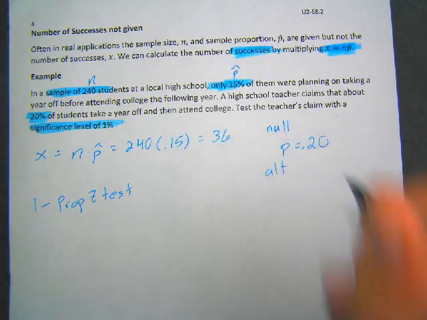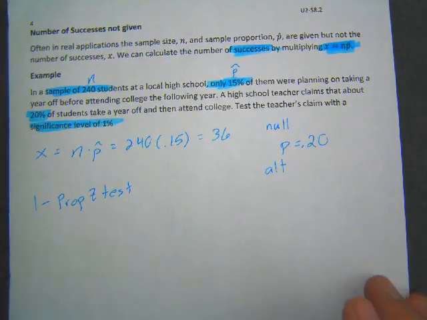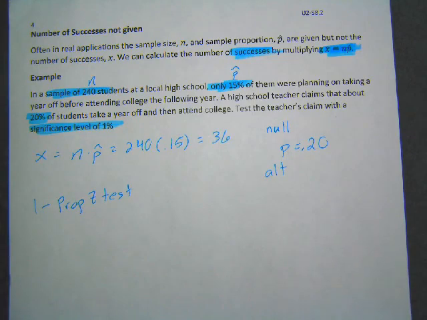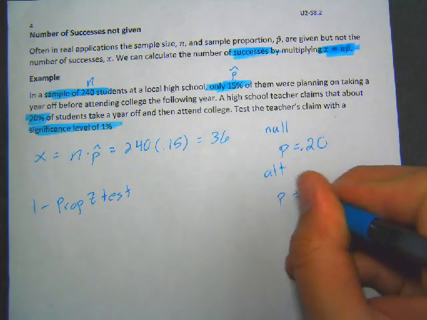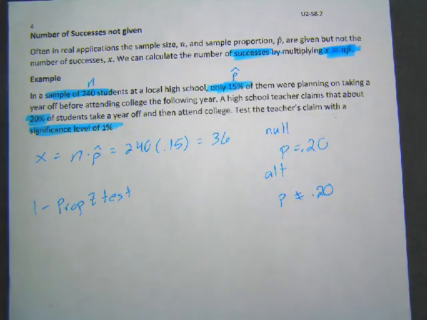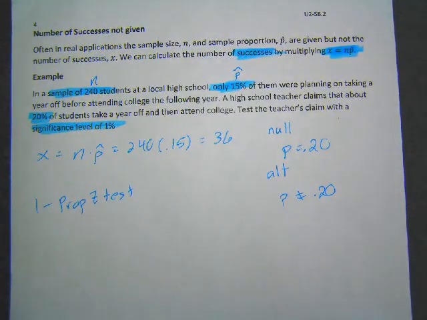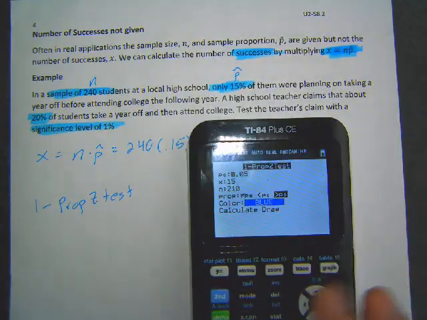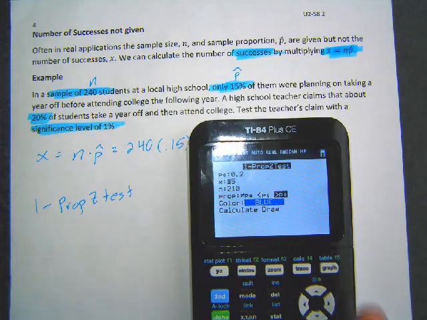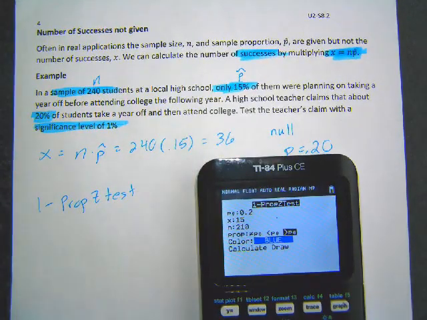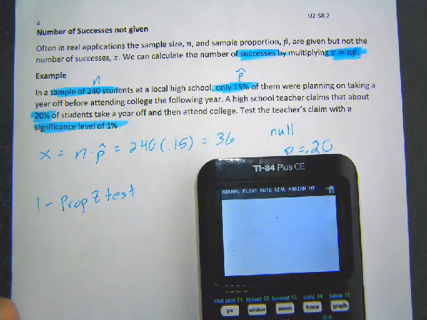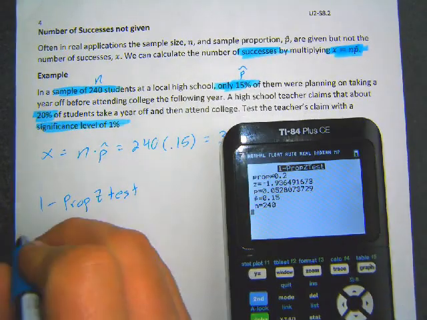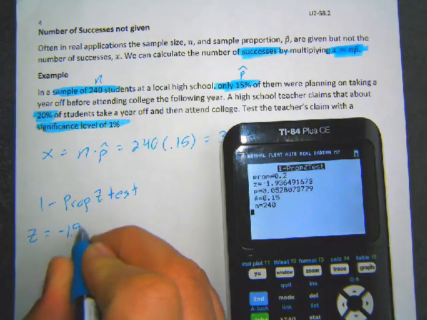The alternative in this case, it doesn't say whether he's looking for them to be less or more than, right? He just says a high school teacher claims 20%. So I think in the alternative in this case, we'd actually say p is not equal to. We do a two-tailed test for this one, because we don't have any reason why they're looking for less than or more than. So the null is equal to 0.2, the alternative is not 0.2. So our null would be 0.2. Number of successes we found is 36. Sample size is 240. And we're going to do a not equal to test. Okay, so from that information we get the test statistic, negative 1.936.